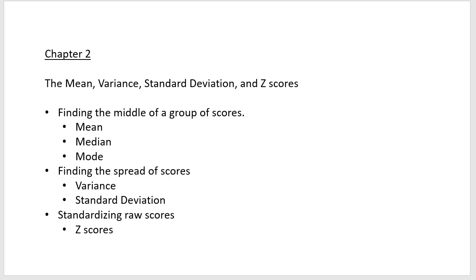A way to talk about how spread out scores are in a standardized way is by using z-scores. So we're going to be talking about z-scores as a way to discuss numbers of standard deviations that a particular score is away from the mean.